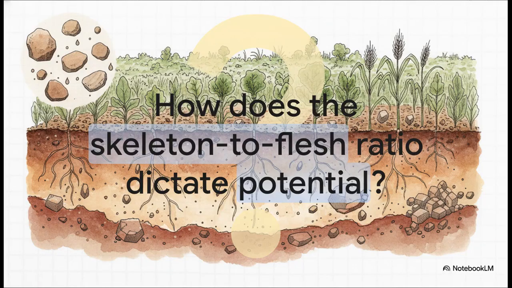So, we've walked through the definitions, the lab tests, and the real-world realities of sand, silt, and clay, and I want to leave you with this to chew on. If soil texture really is an almost permanent physical property, how does the precise ratio of that inert skeleton to that reactive flesh fundamentally dictate the agricultural potential of the land directly beneath your feet? It kind of makes you look at the ground differently, doesn't it?